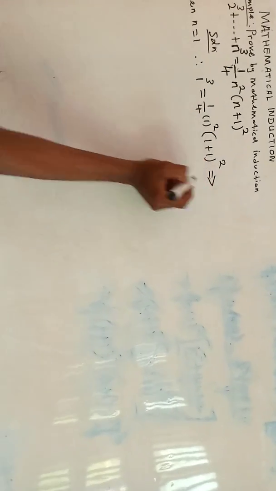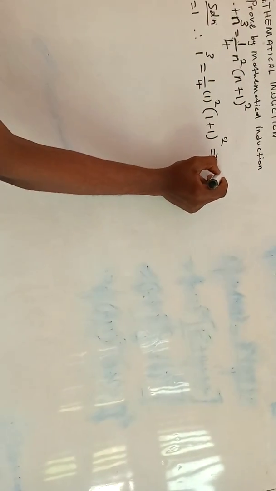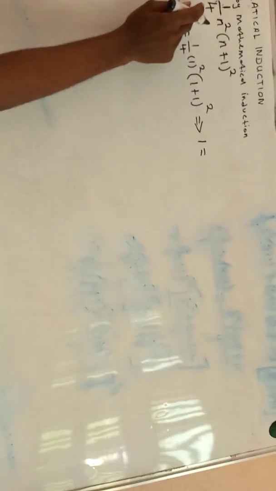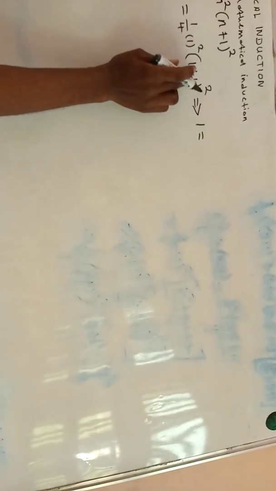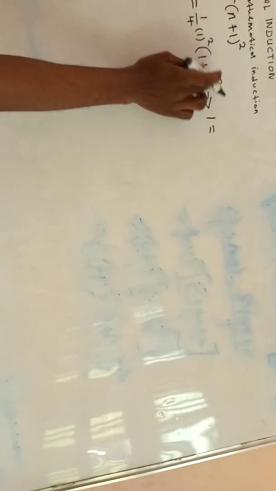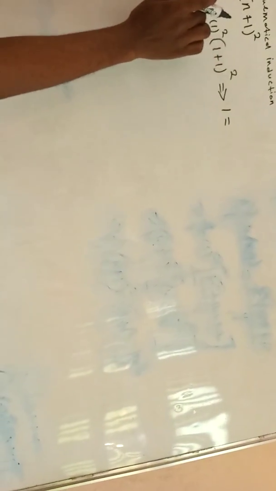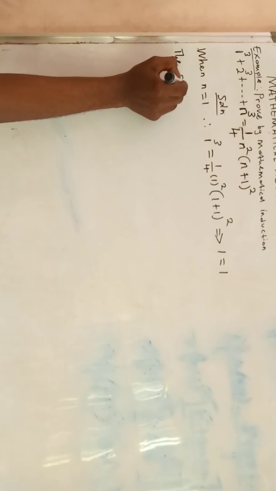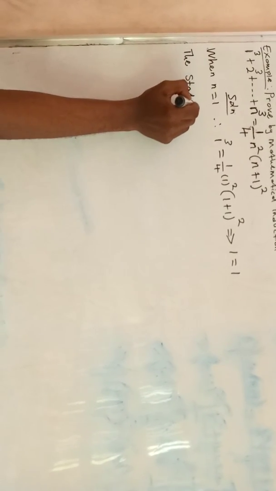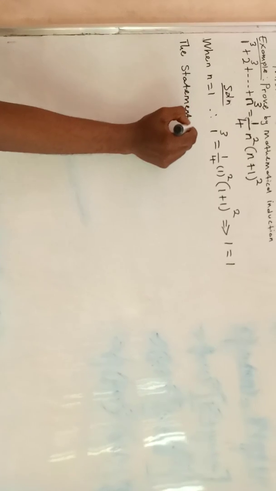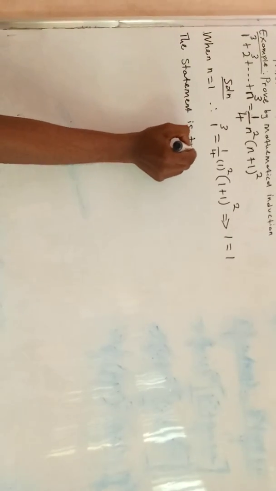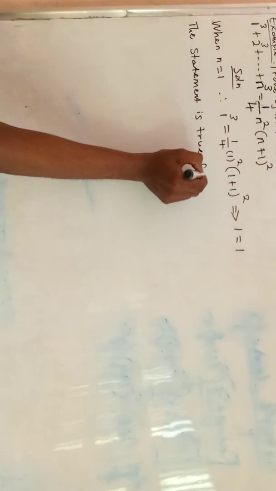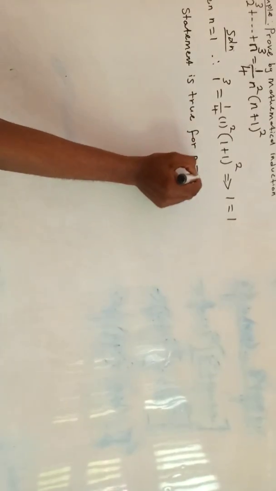This implies that we have 1 is equal to 1 cube is 1, then 1 plus 1 is 2. 2 square we have 4. 4 divided by 4 we have what? 1. Since both sides are equal, you say, therefore the statement is true for n is equal to 1.